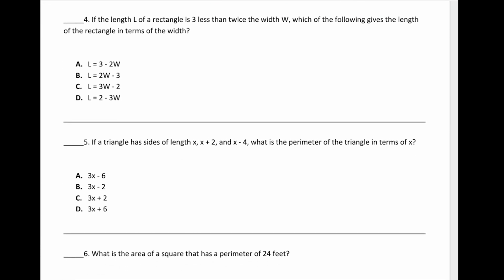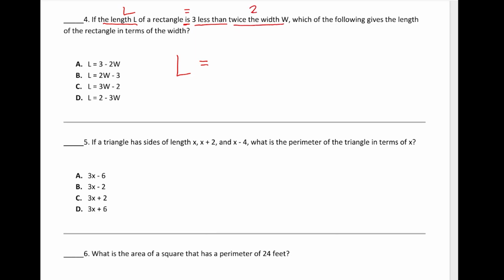Number 4 says, if the length L of a rectangle is 3 less than twice the width W, which of the following gives the length of the rectangle in terms of the width? So you don't really have to do too much algebra or geometry here. You really just have to be able to read this and translate what it's saying into an algebraic equation. So it says the length L of a rectangle is, that's going to be the equals. So this is L equals 3 less than twice the width.